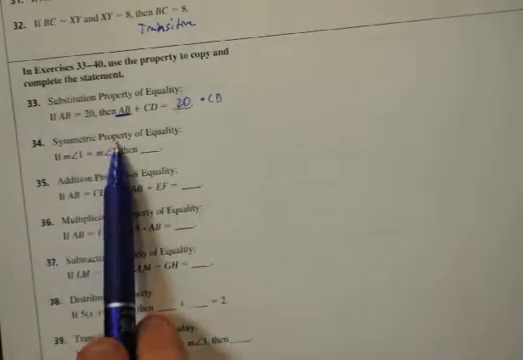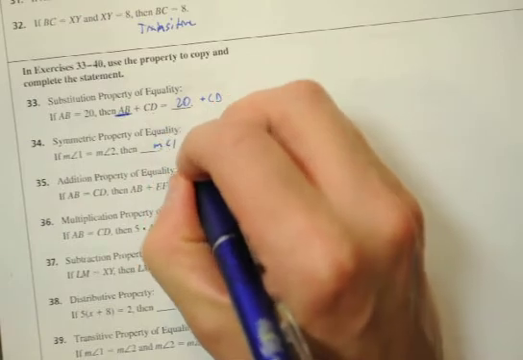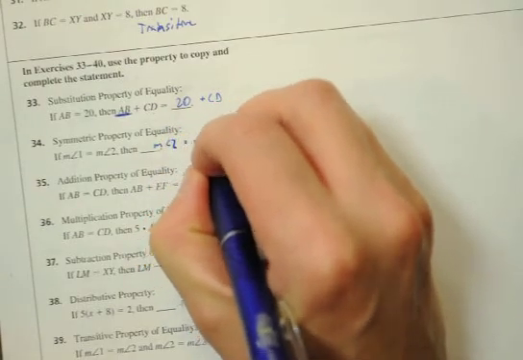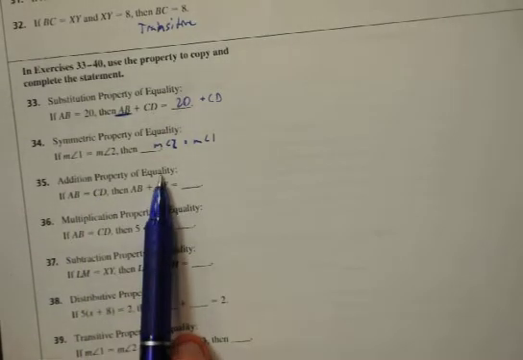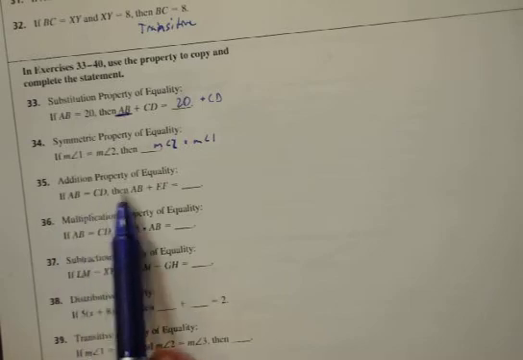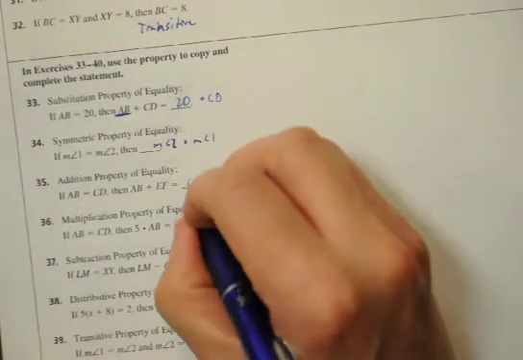Next, the symmetric property. If 1 is equal to 2, then the measure of 2 is equal to the measure of 1. All I'm doing is flipping. Addition property. I have to add to both sides. What did I add to AB? What did I add to this side? I added EF. So what do I have to add to this side? I have to add EF.